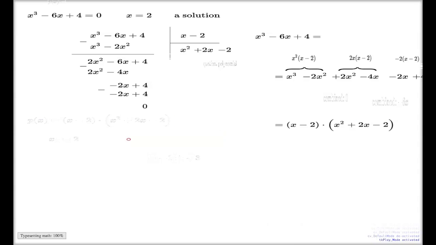So here are the other 2 solutions. Negative half b, it's negative 1. And the rest of it like this. So the first solution is 2. And the other 2 are like this.